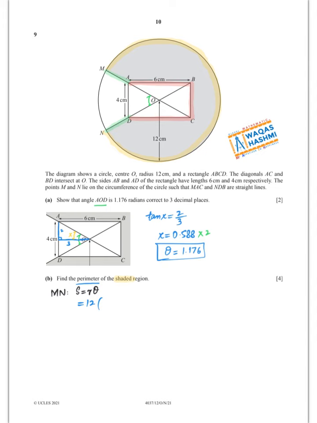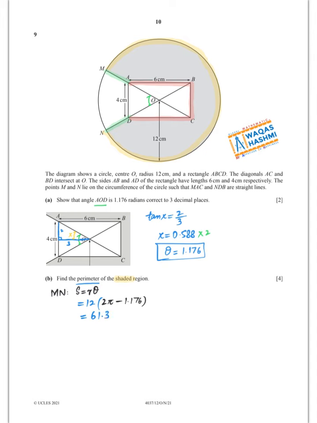Now we are not looking for this theta. We are looking for that theta, which you can say is the reflex angle, right? So for that theta, it will be 2 pi, which is 360 degrees, minus the first part answer, 1.176. So that is equal to 61.3. That is your first length.